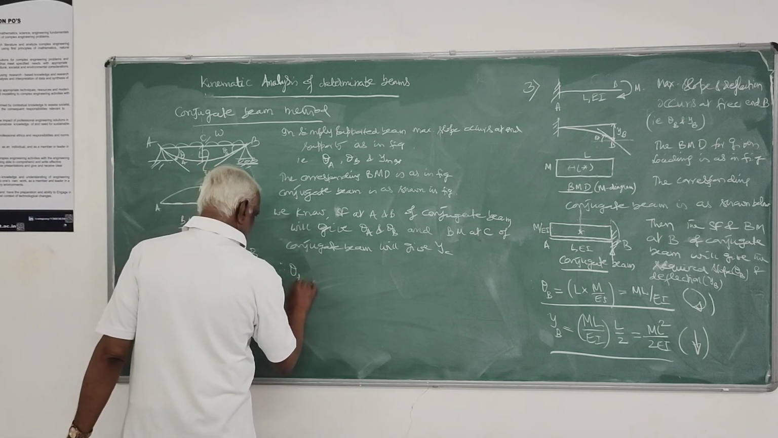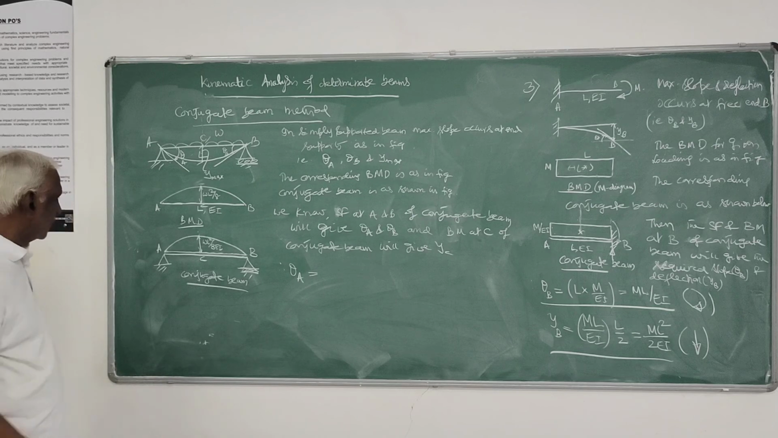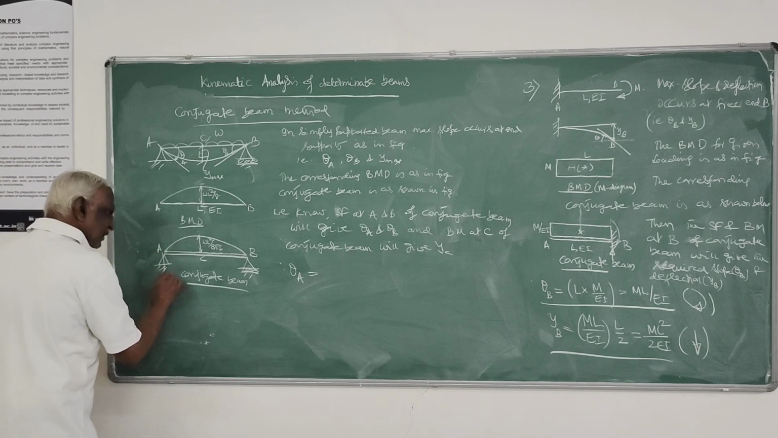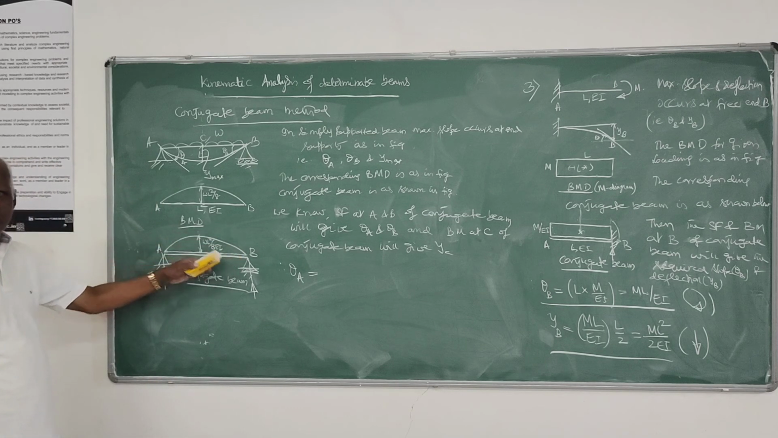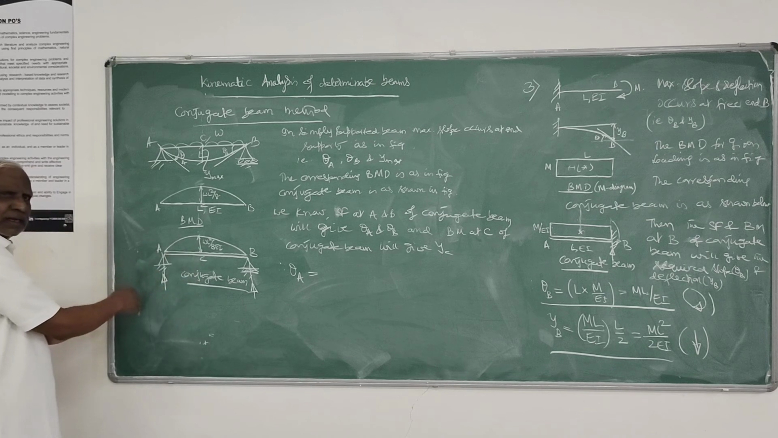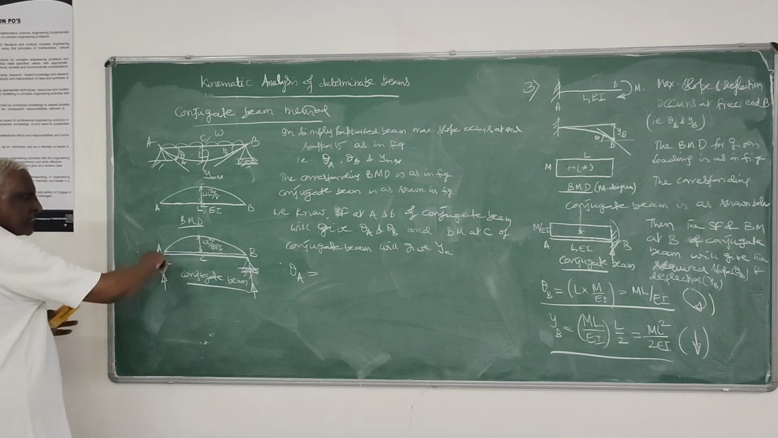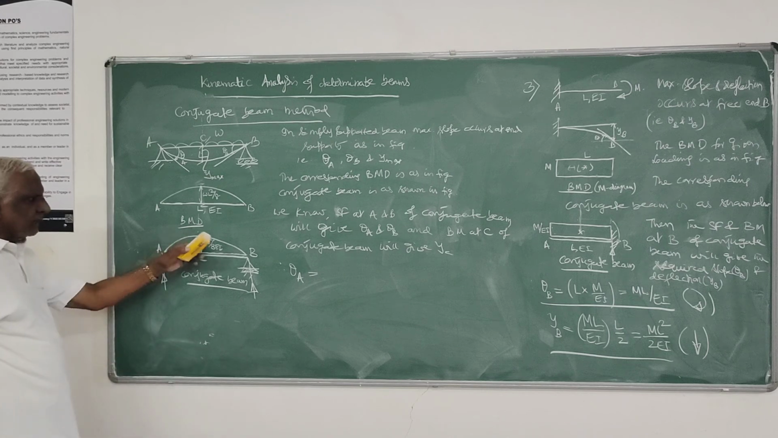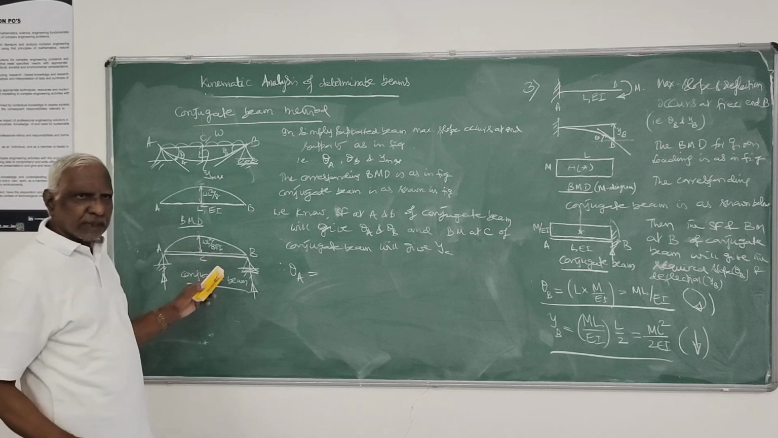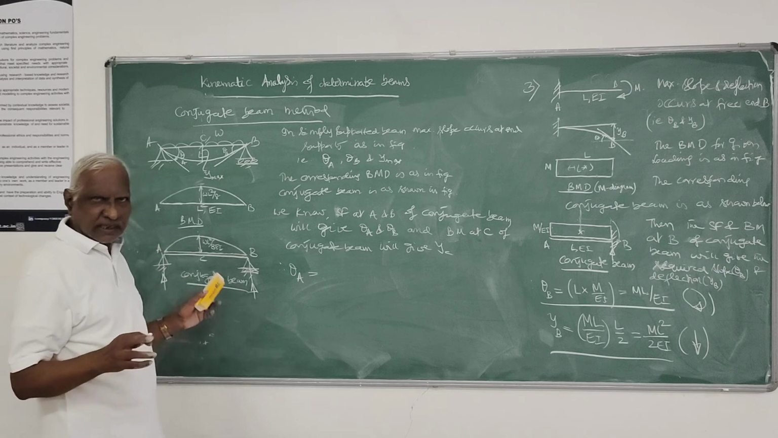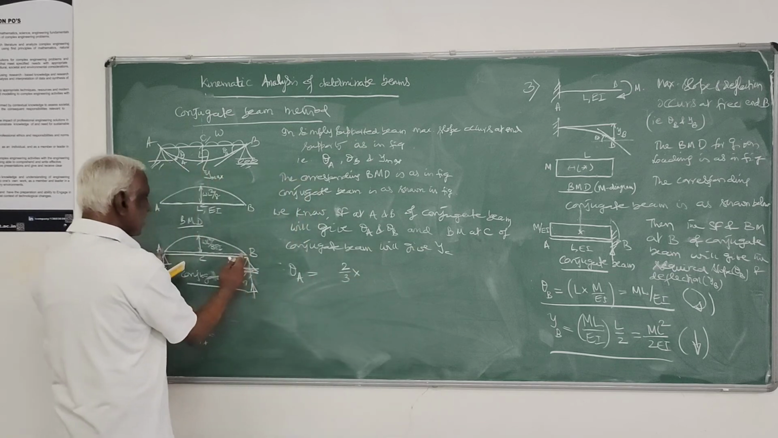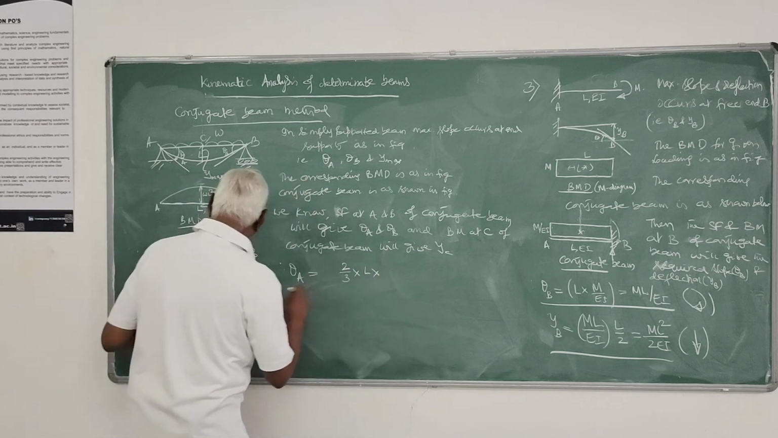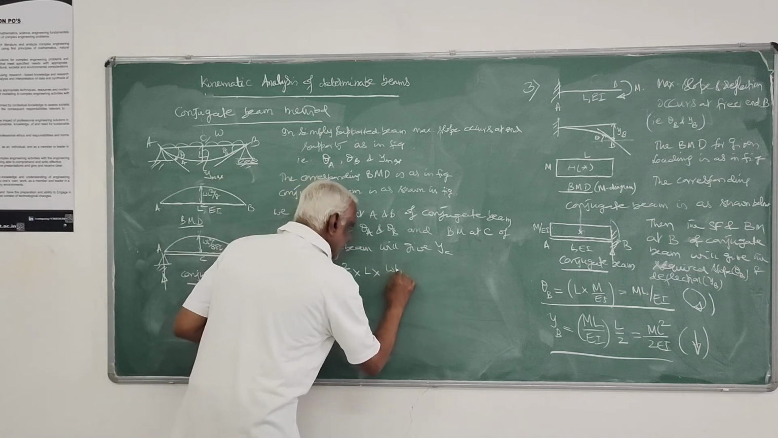Therefore, theta A equals, what is the shear force? You find the reaction here. What is the reaction here? Because loading is symmetric, half the load here, half the load here. So the load is a parabolic load. What is that parabolic load area? Parabolic load area is 2/3 times L times H. What is H? WL squared by 8 EI. That is the area.